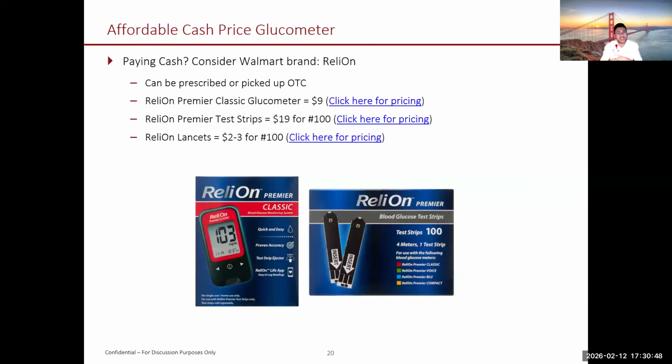That's your recurring cost. And lancets, the little things that poke your finger, those are about $2 to $3 for 100. So that's another recurring cost that's very low. So definitely an option if you are not getting good coverage for your test strips, not getting enough coverage, you could supplement with the Rely On brand. This also happens for people on CGMs. If you're on a continuous glucose meter, they may not cover a lot of test strips. And so a good option is supplementing with an effective cash solution.